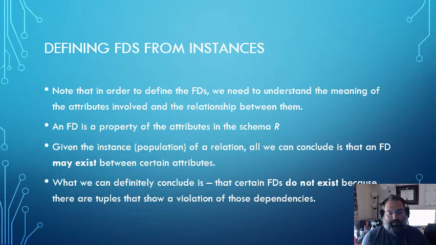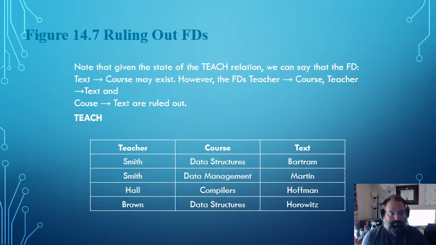Given the instance population of a relation, all we can conclude is that a functional dependency may exist between certain attributes. What we can definitely conclude is that certain functional dependencies do not exist because there are tuples that show a violation of these dependencies. Figure 14.7 is about ruling out functional dependencies. Given the state of the TEACH relation, we can say that the functional dependency Text → Course may exist. However, the functional dependencies Teacher → Course, Teacher → Text, and Course → Text are ruled out.